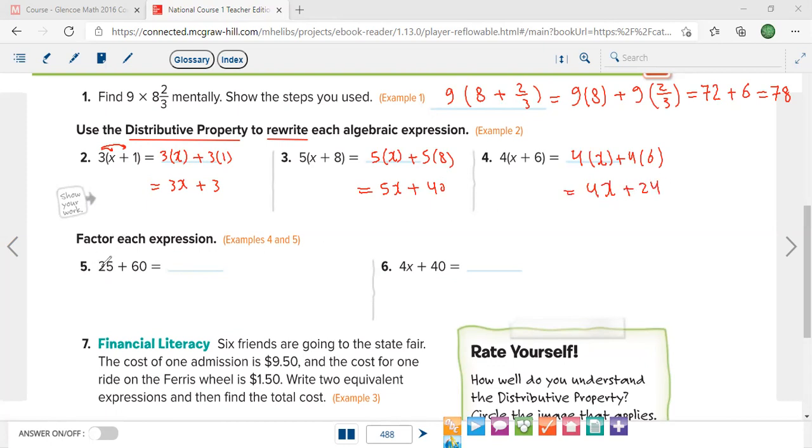Factor 25 and 60. 25 is 5 by 5. And this is 5 by 12. So take the 5 outside, it remains in parentheses 5 plus 12. Here 4 multiplied by x plus 4 multiplied by 10. So this will be 4 times x plus 10.